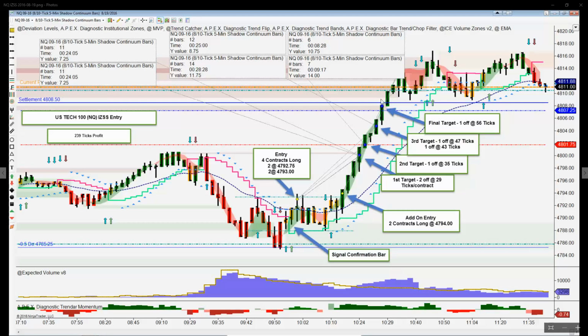But no one's going to ever fault you for taking profit at a key level. This was definitely a key area right here, because you've got blue ice, you've got settlement, and you've got this red eye zone here that extends back for quite a while. So that's one of the reasons why I put my final target there instead of trailing it all the way up with the MVP. I'm not going to complain. 239 ticks profit for the entire trade. So it's still a great trade, a great exit, and I hope you enjoy the video.